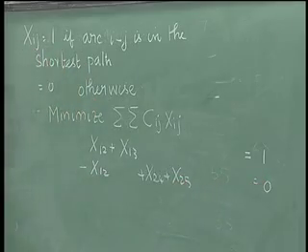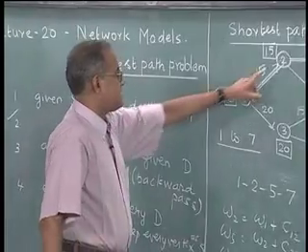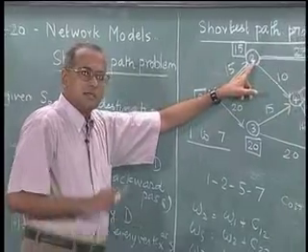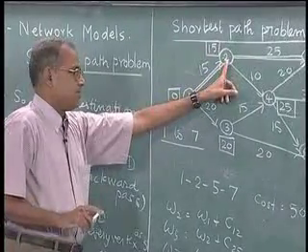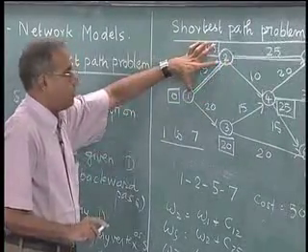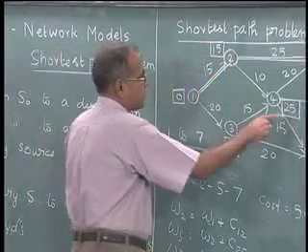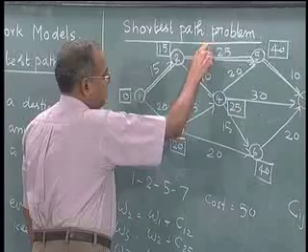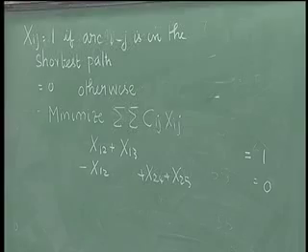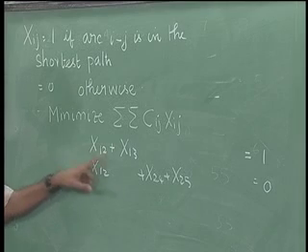So, what does this constraint do? If this lies in the shortest path, then you have to enter this node, which means x12 should be equal to 1, which also means that you should leave this node by either 24 or 25. So, the constraint will take care of it. So, if x12 is 1, then this contribution is minus 1.